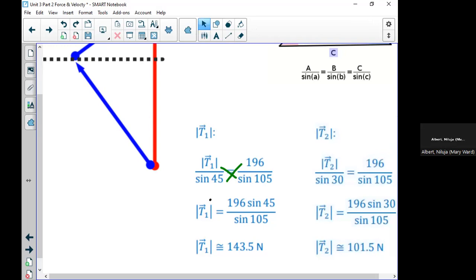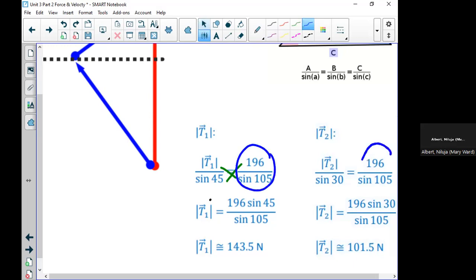And I can do the same thing for T2. I'm setting T2 equal, and notice you're always setting it equal to the ratio where you know the magnitude of a particular side length as well as the opposite angle. So I'm cross multiplying 196 times sine 30 and dividing by sine 105, and that gives me approximately 101.5 newtons. And that gives me the magnitude of both side lengths.